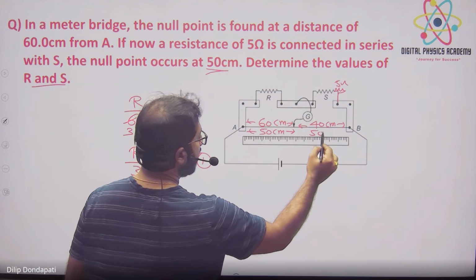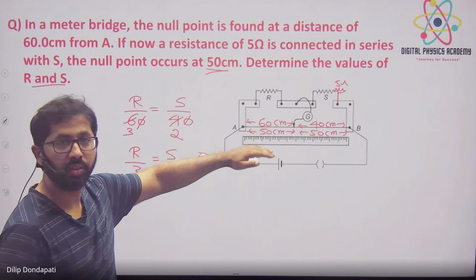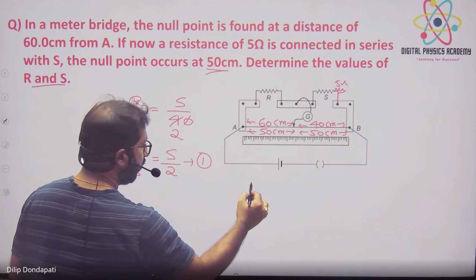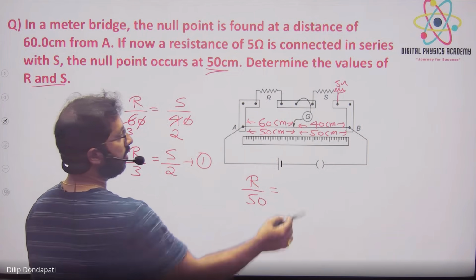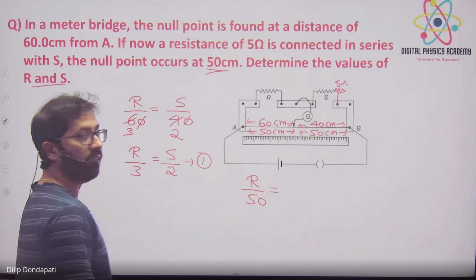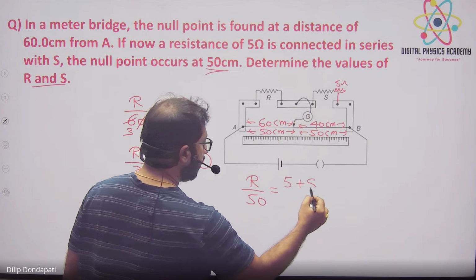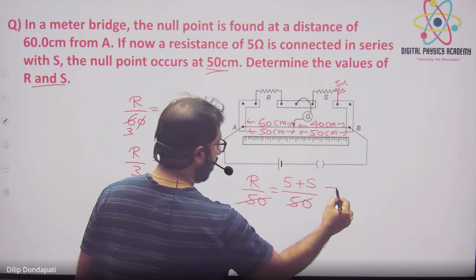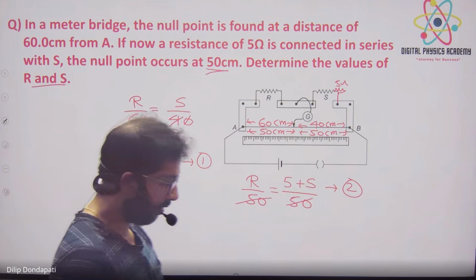Second case. Now tell me, anybody, what will be the equation now if they are connected in series? R by 50 is equal to, here how much will we put? They both are in series. How much is it? S plus 5, right? So 5 plus S by 50. So cancel. The second equation. Now solve the two equations and find R and S. Sir, S is 10 and R is 50. Yes.